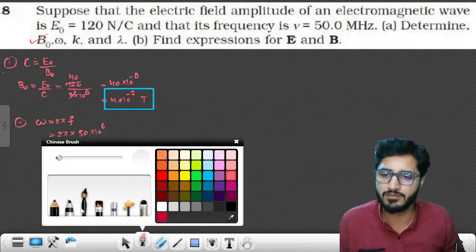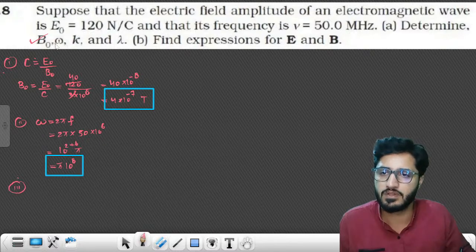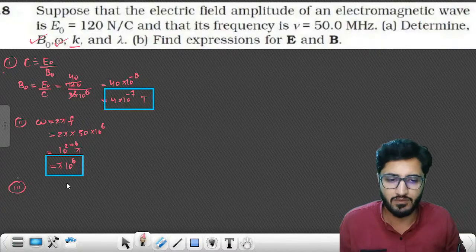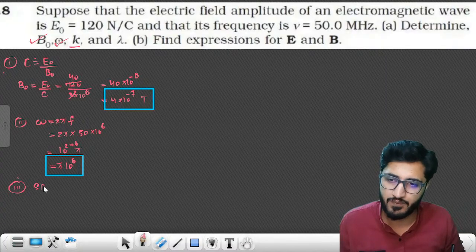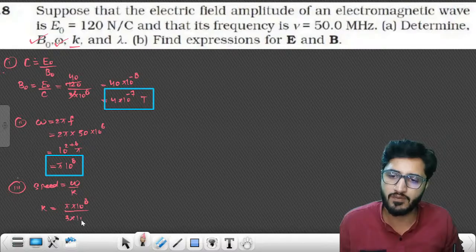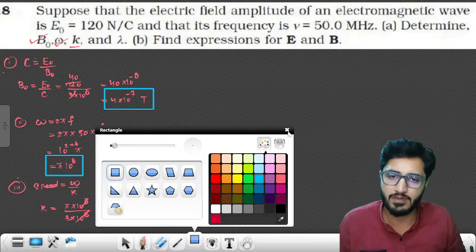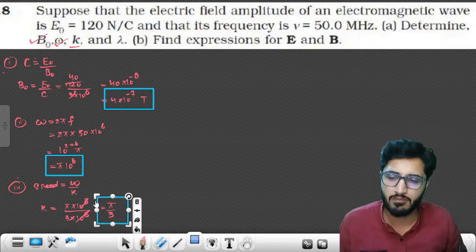Now third one. What is K now? We know speed equals omega by K. So K equals omega by speed. What is omega? Omega is pi into 10 to the power 8. Speed is 3 into 10 to the power 8. Cancel out. My answer came out to be pi by 3.